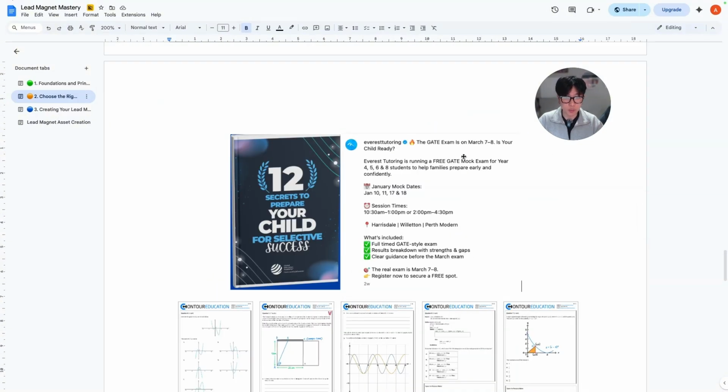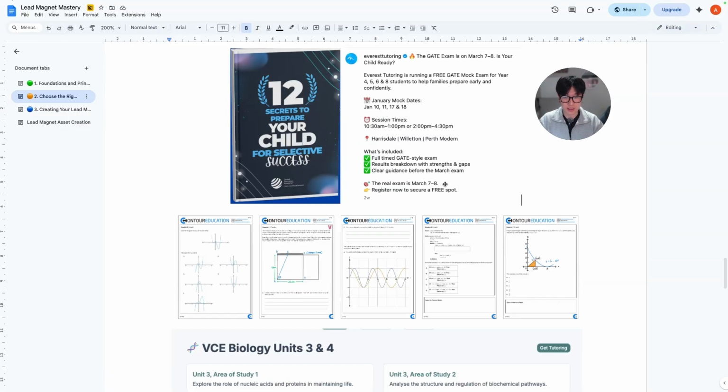This is by a company where you have a free GATE, ATAR, VCE, HSC mock exam where you have a few dates, you have session times, and the students can come in to do a free mock exam. And as a transition from this, in the next year, if they're Year 11 students, for example, they can join the service because they loved the lead magnet.